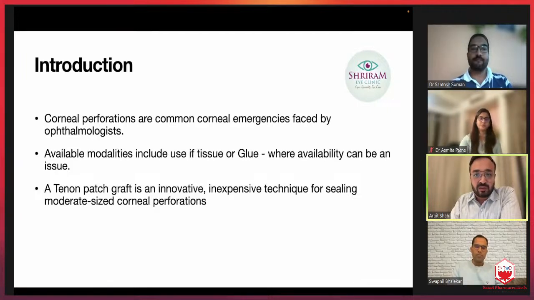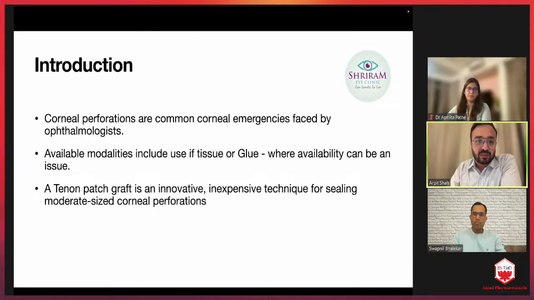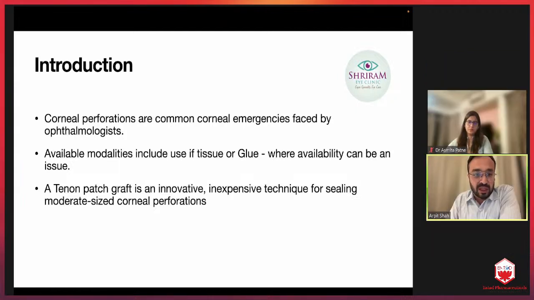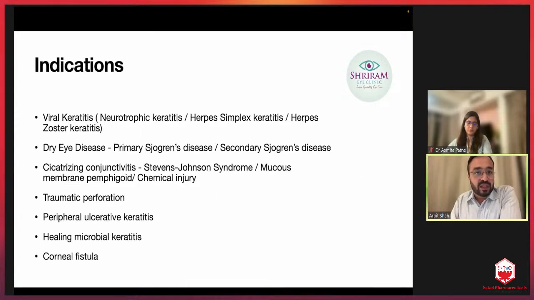So I'm going to talk on Tenon's patch graft. Corneal perforations are common corneal emergencies faced by all ophthalmologists. Available modalities include use of tissues or glue, where availability can be an issue. So Tenon's patch graft is an innovative, inexpensive technique for sealing moderate size corneal perforations. Common indications are viral keratitis, dry eye disease, primary Sjogren's, secondary Sjogren's, cicatrizing conjunctivitis, Stevens-Johnson syndrome, mucous membrane pemphigoid, chemical injuries, traumatic perforations, peripheral ulcerative keratitis, healing microbial keratitis, and corneal fistulas.